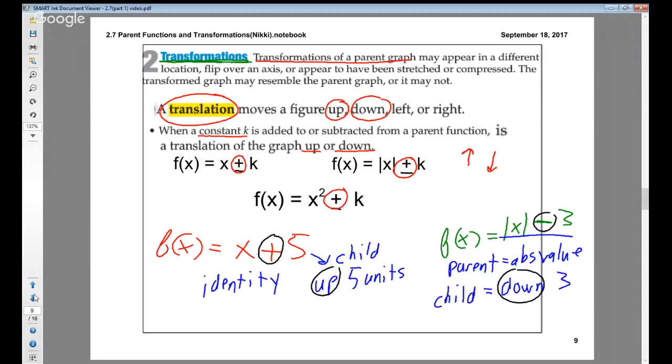Now let me better explain this in the next slide by showing you how to graph it.